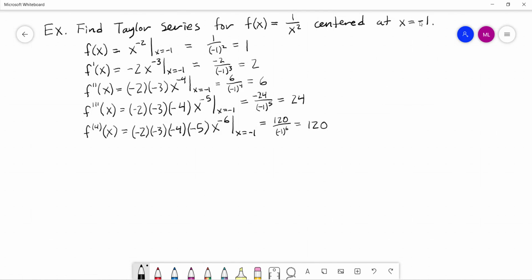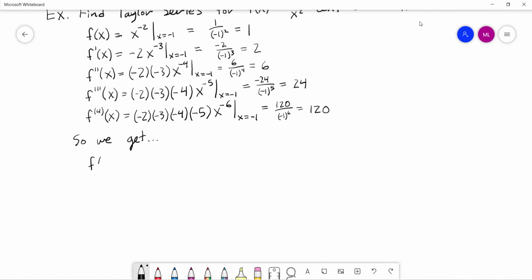And we now get the following. Our f of x that we're trying to approximate is going to be equal to the sum from n equals 0 to infinity of the nth derivative of f evaluated at a divided by n factorial. These are the coefficients that we just already found, times x minus a to the n. So I've already found the first 5 of these terms, and I just need to multiply them out here.